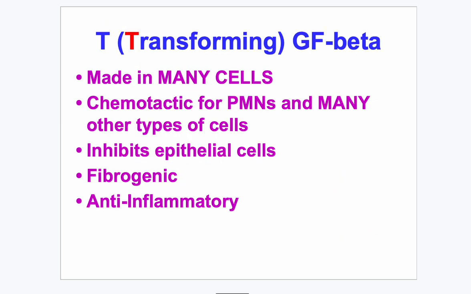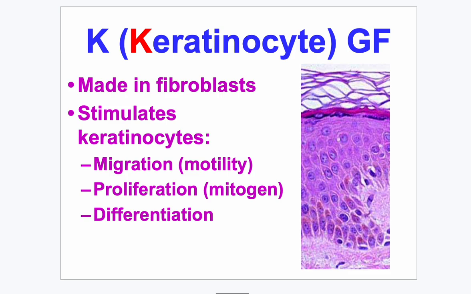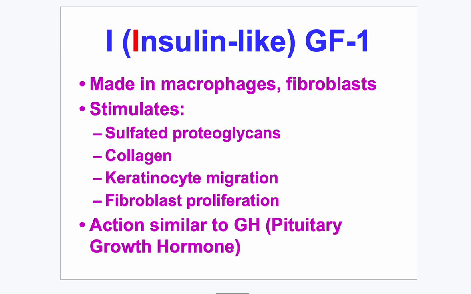Okay, your transforming growth factor beta, these are also made in many cells. It's chemotactic for PMNs and many other types of cells. No, it inhibits epithelial cells. This is fibrogenic and anti-inflammatory. Your keratinocyte growth factor, this is made in your fibroblast, though it stimulates your keratinocytes for migration or motility, proliferation, mitogen, and differentiation. We also have your insulin-like growth factor 1. These are made in your macrophages, fibroblasts. It stimulates sulfated proteoglycans, collagen, keratinocyte migration, and fibroblast proliferation. So its action is similar to your growth hormone or your pituitary growth hormone.